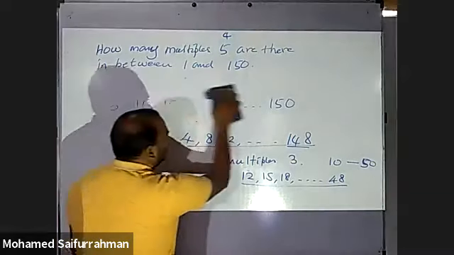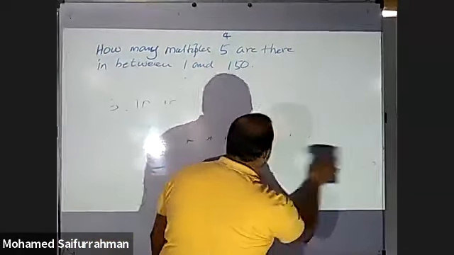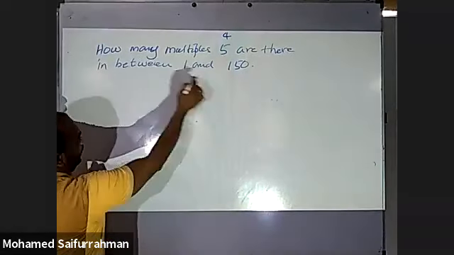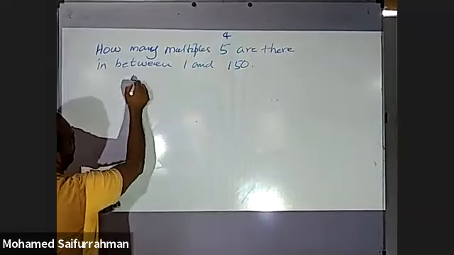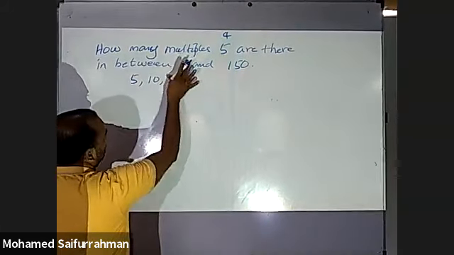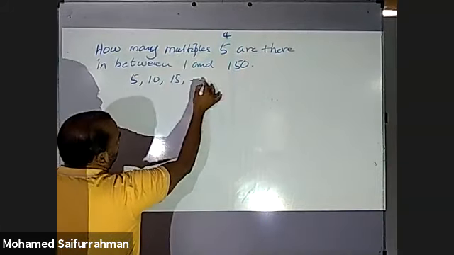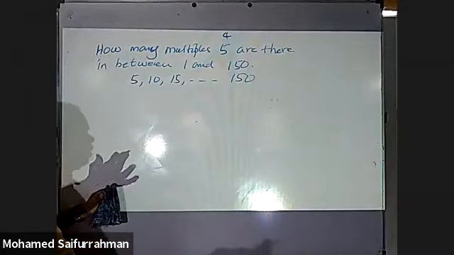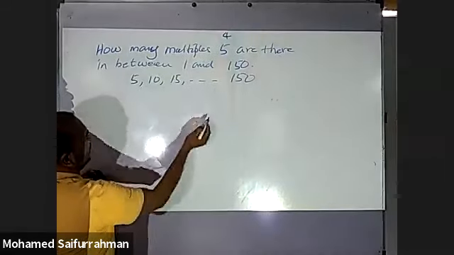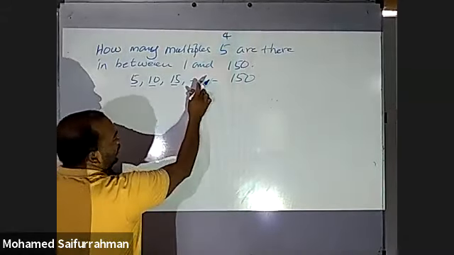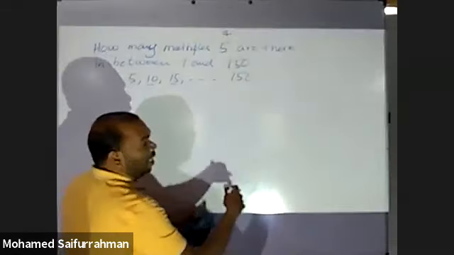Okay, let's see how to answer the question. After forming the progression, 5, 10, 15, the last term is 150. Then the question is, how many multiples? We can't just count 1, 2, 3, 4, 5 and get the answer.